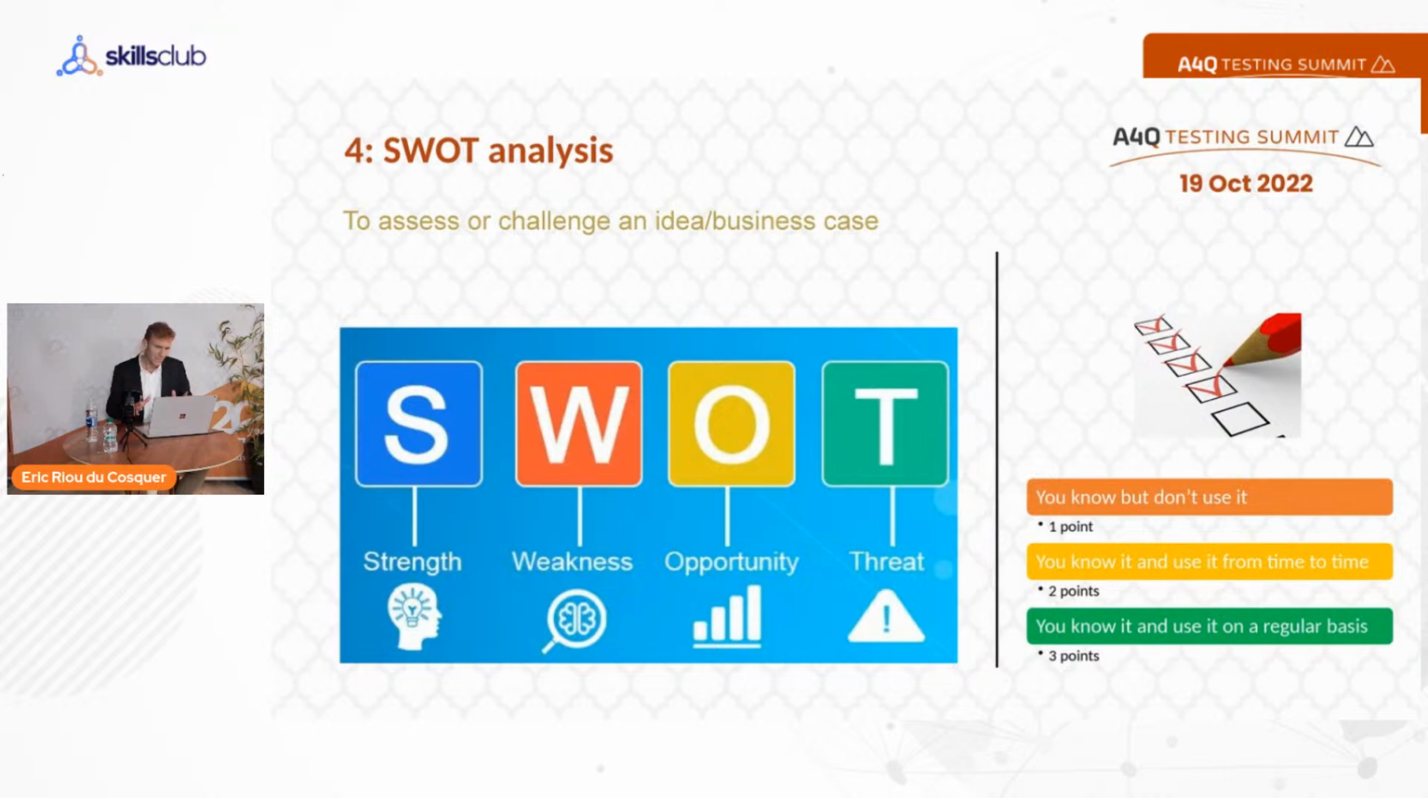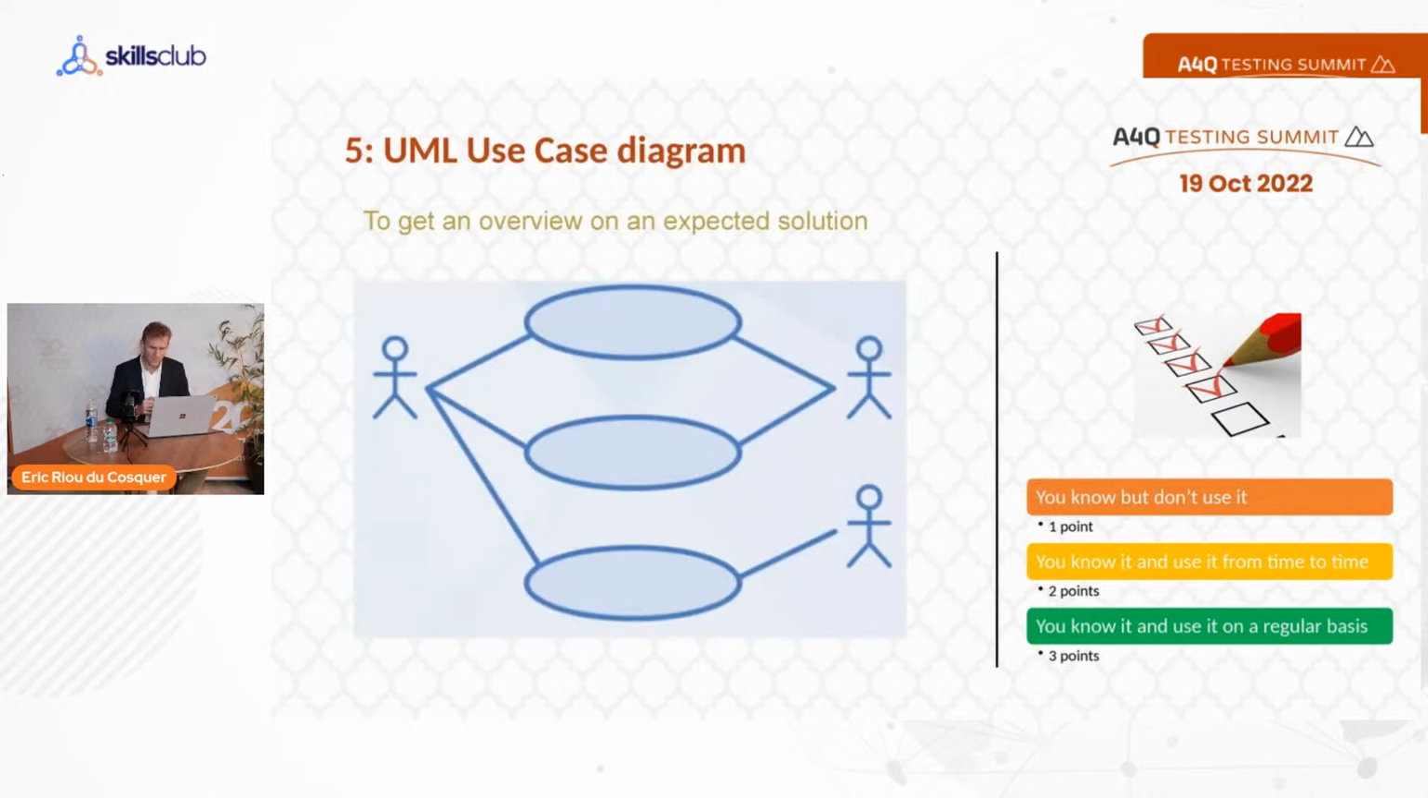And what I can tell you basically is that the strengths and weaknesses will be identified internally inside your company, and the opportunities and threats have to be found outside the company. So it's also a good way to be sure to consider the regulations, the competitors, and so on. So that's the SWOT analysis. And again, don't forget to score yourself about this one. So let's move to the fifth method.